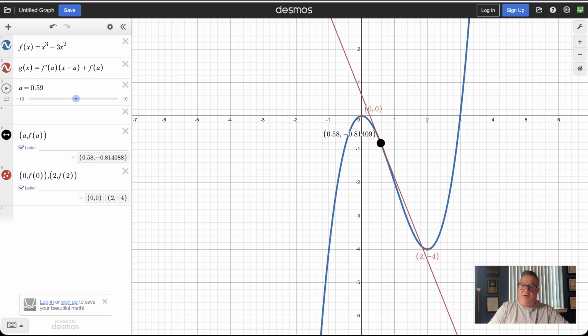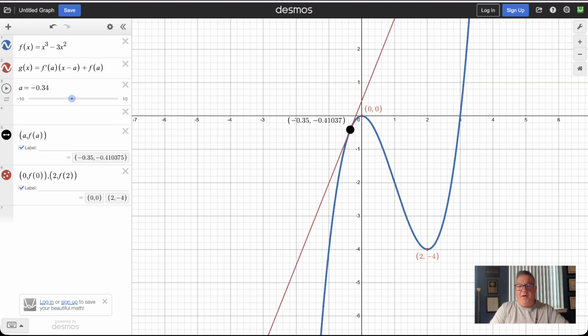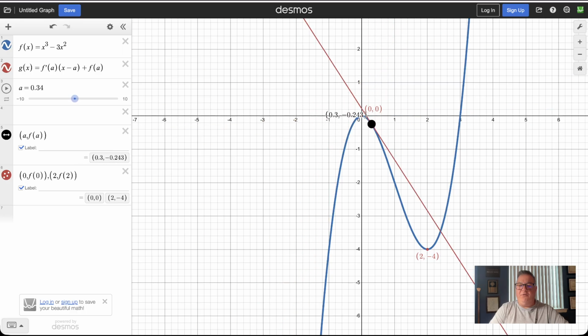The function is decreasing. So let's review that again. Positive tangent line, flat, negative tangent line. Increasing, flat, decreasing. That, of course, indicates the presence of a relative maximum.